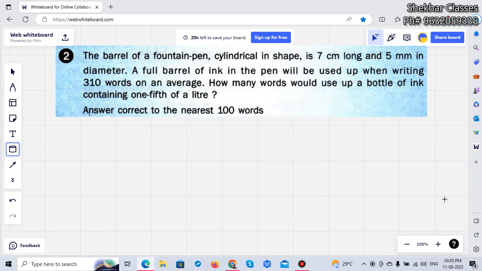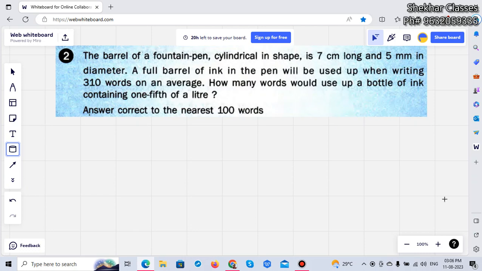The barrel of a fountain pen, cylindrical in shape, is 7 centimeter long and 5 millimeter in diameter. A full barrel of ink in the pen will be used up when writing 310 words on an average. How many words would use up a bottle of ink containing 1/5 of a liter? Answer correct to nearest 100 words.